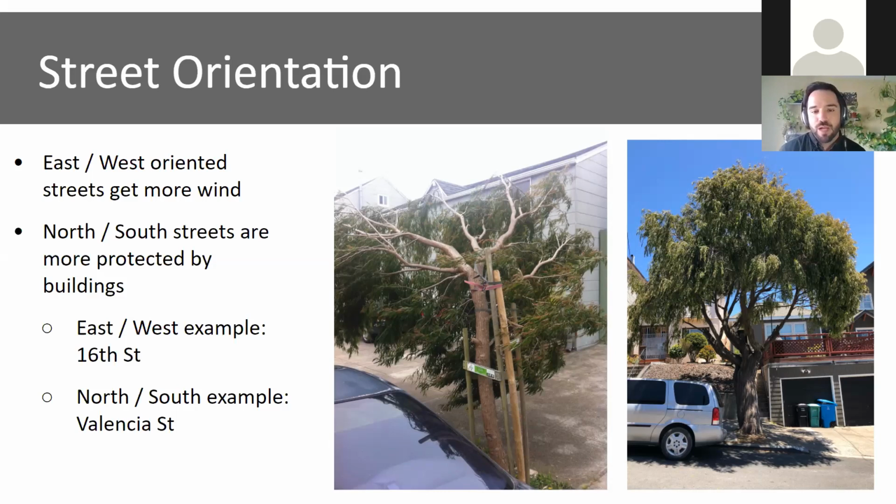But you have completely different outcomes for the same species based entirely on the site. So this just highlights that that is a really big factor that we have to deal with when selecting tree species in the city of San Francisco.